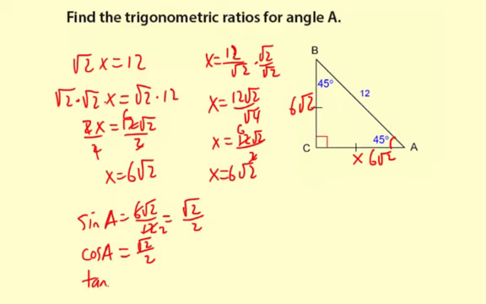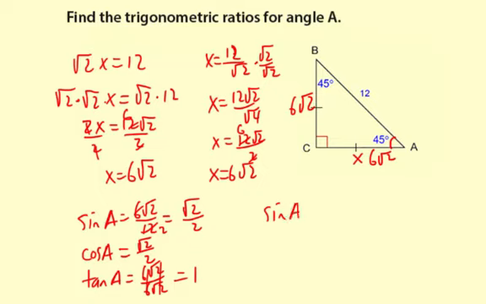Now the tangent of A is the opposite side divided by the adjacent side, so it's going to be 6 square root 2 divided by 6 square root 2. And the square root 2's and the 6's simplify out to get 1. So the tangent of A, or the tangent of 45 degrees, is 1.